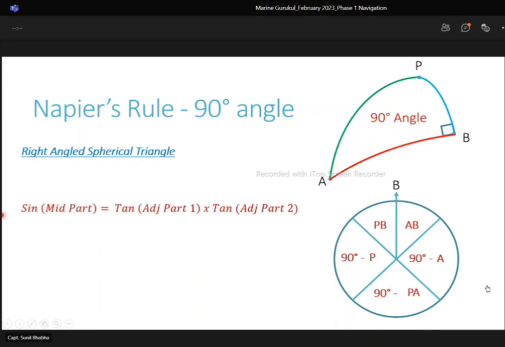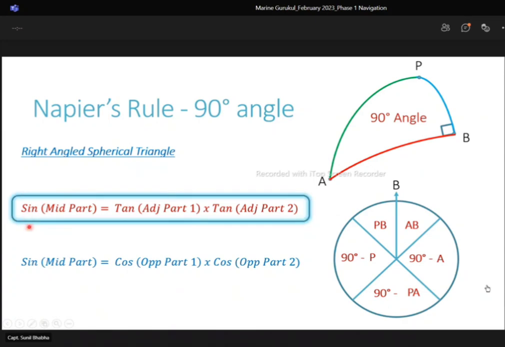What is this Napier formula? Let's see. There are two formulas in Napier's rule. The first one is sine of the middle part is equal to tangent of adjacent part 1 multiplied by tangent of adjacent part 2. This is the first formula to be used. And the second formula is sine of the middle part is equal to cos of opposite part 1 multiplied by cos of opposite part 2. These are the two formulas which we use when we apply Napier's rule to a right angled spherical triangle. These are very, very important formulas, and they should be memorized well.